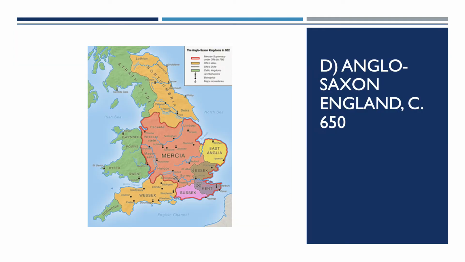So then the next major period we'll look at is Anglo-Saxon England. This is a snapshot of what you see around 650. After Rome leaves, there's this power vacuum. These Germanic, Anglo, and Saxon tribes, along with some Scandinavian Jutes, start to move in.